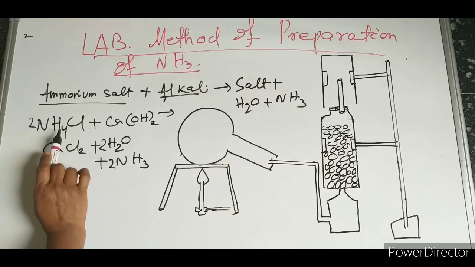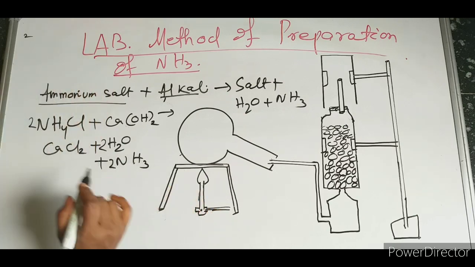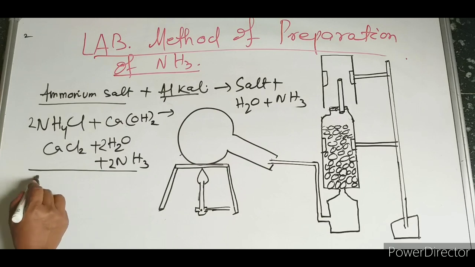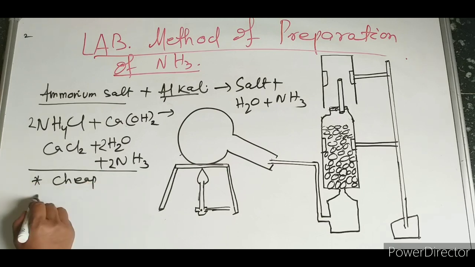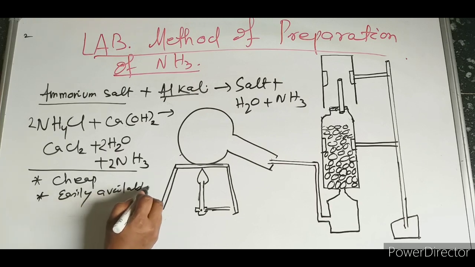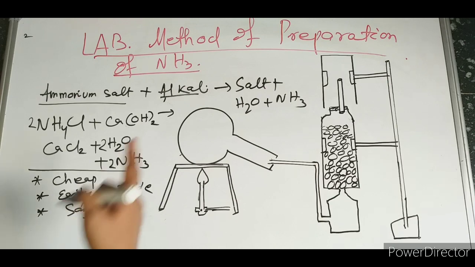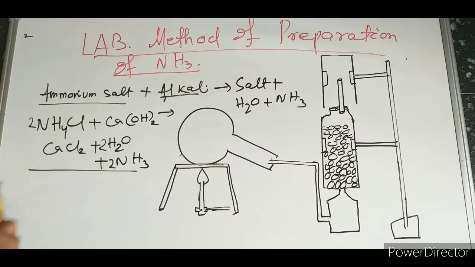Understood? Why is ammonium chloride taken? Because it is easily available and cheap. We have to take care of that when we are going for laboratory preparation. Any reactant we take should be cheap, easily available, and safe. All these three things we have to keep in mind.